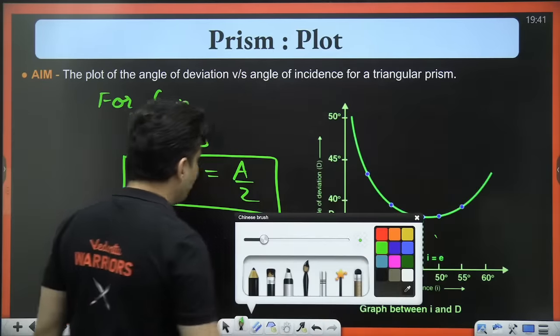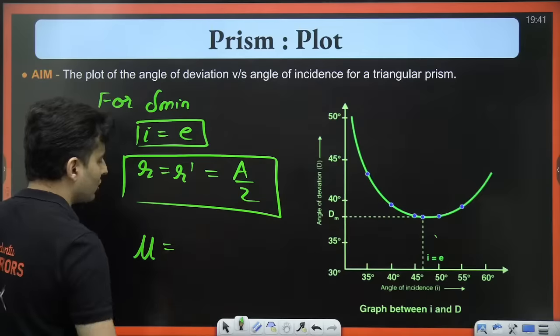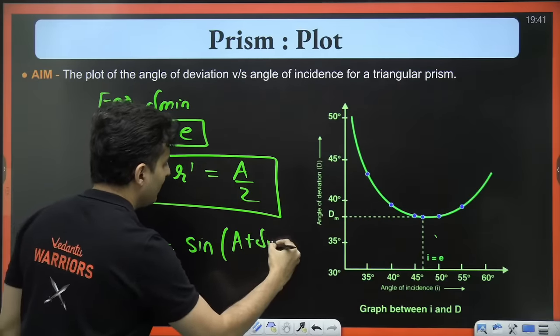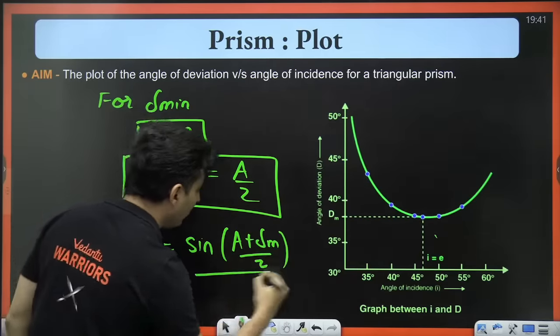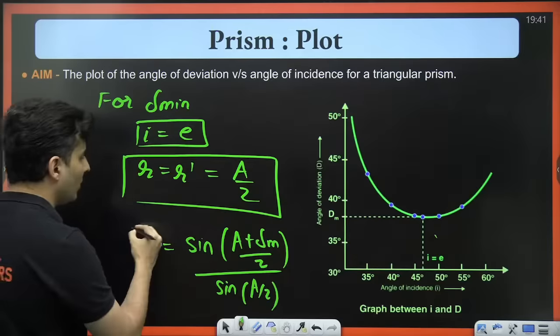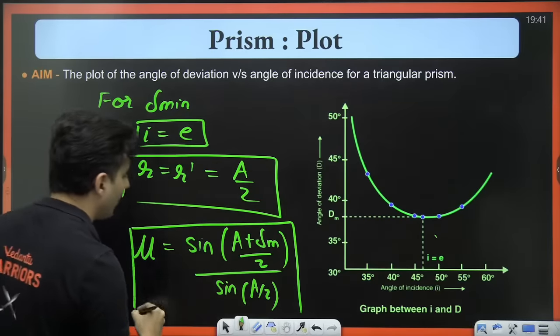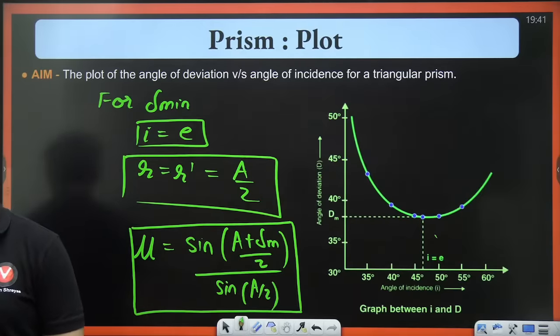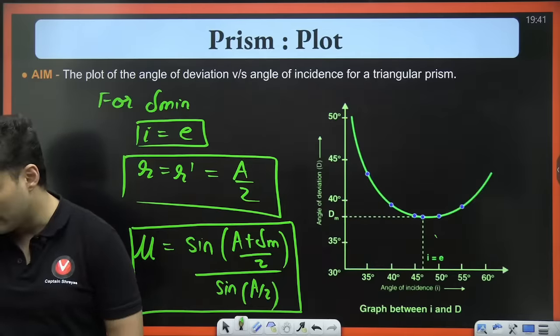Also, at minimum deviation, you get the refractive index to be sine of angle of prism plus minimum deviation by 2, whole thing divided by sine of A by 2. That is what you get the refractive index to be. I hope this is very, very clear.